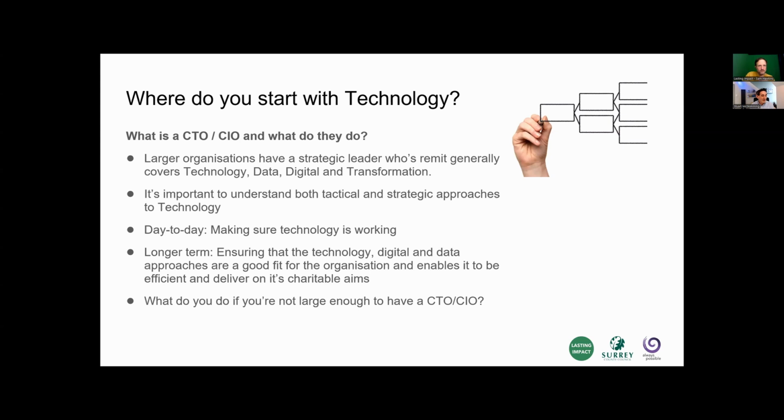And during this presentation, I'm going to be covering both of those items and trying to understand how you can make sure, first of all, that you've got good technology that works from day to day and you've got a way to support it, but also the longer term approach, making sure that you have a really good technology, data, digital infrastructure that fits what you're trying to do and is efficient and effective.